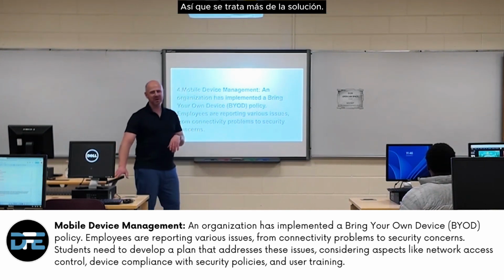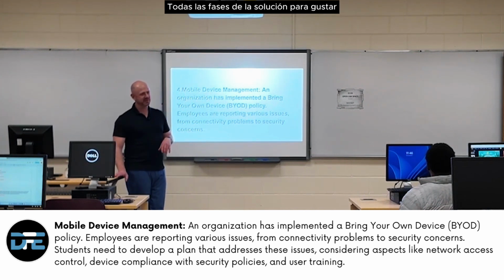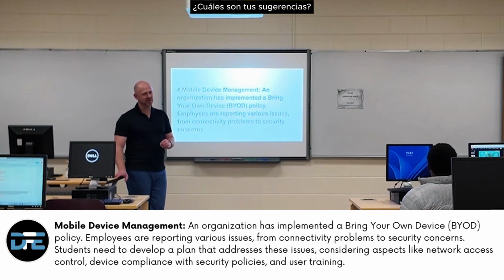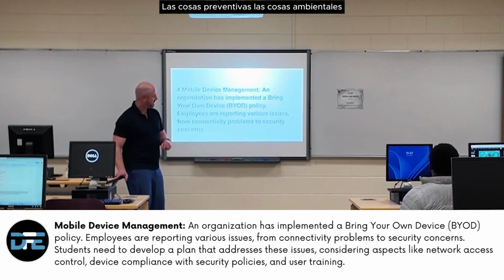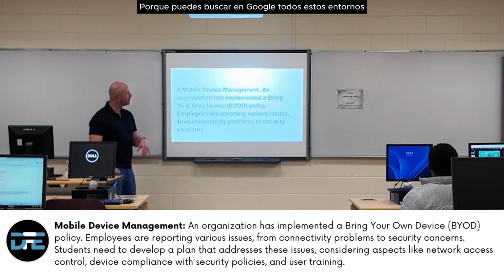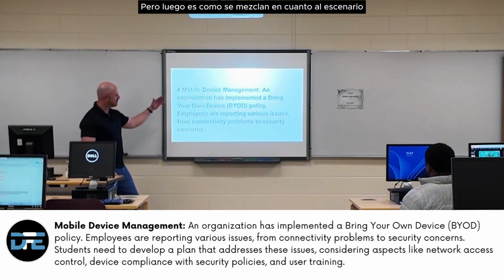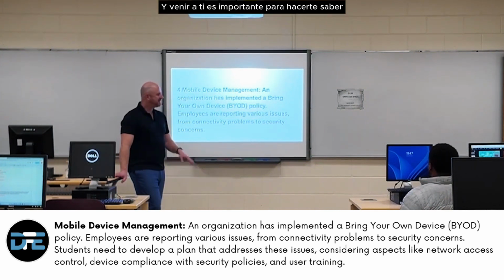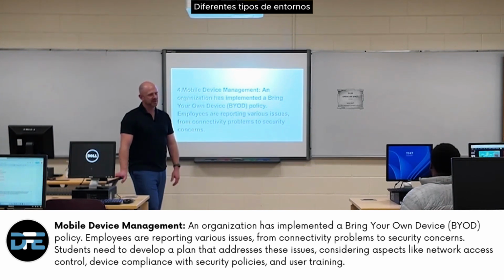So it's more about the solution, all the phases of the solution too. Like, what are your suggestions? You know, the preventative stuff, the environmental stuff, because you can Google all these environments, but it's how they blend together, scenario-wise. And CompTIA is big on letting you know different types of environments.